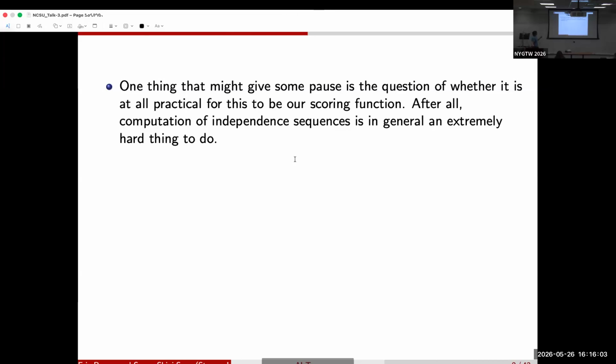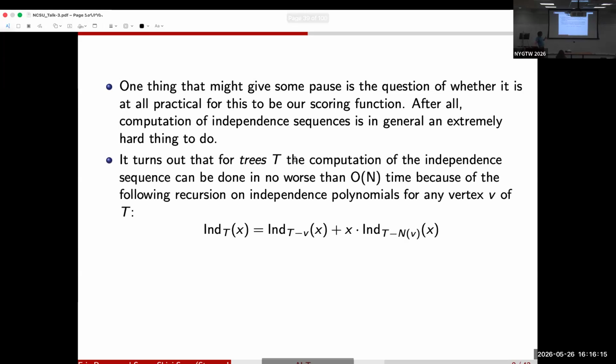Okay, so first of all, one thing that might give some pause is the question of whether it is at all practical for this to be our scoring function. After all, computation of independence sequences is generally an extremely hard thing to do. It turns out for trees, the computation of the independence sequence can be done in no worse than O(n) time, for exactly this recursion that was brought up in the previous talk, right? Because once you have this recursion, and the fact that you're working with a tree means there's no nonsense with cycles happening, this is a dynamic programming thing: you literally just start at the root vertex, propagate the information downwards, and then pull it back up.